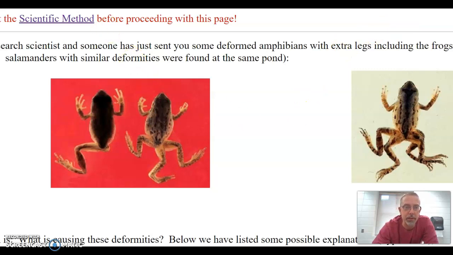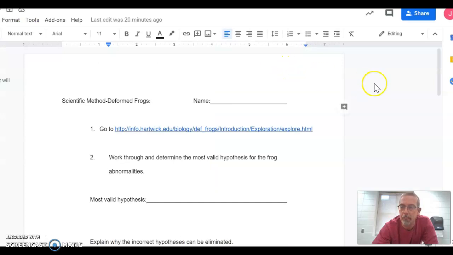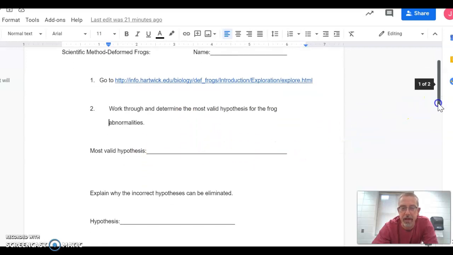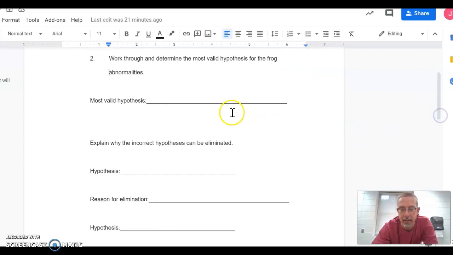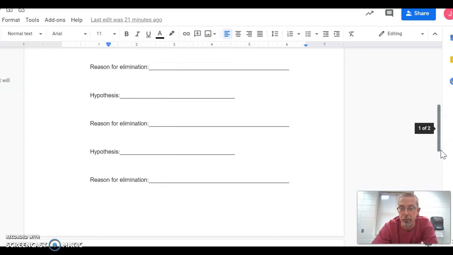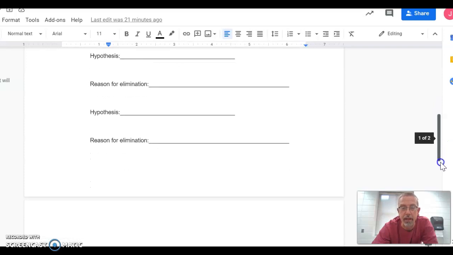And as you go through this, I want you to take notes as you go along. And I want you to open up another tab. This is also on your Google Classroom. And I want you to work through this website, and I want you to think about what hypothesis is going to be the most valid, which one works best to explain those frog deformations, and then explain why you eliminated some of those other possible hypotheses. You've made observations that the frogs' legs are deformed. You're going to draw inferences about why it happened.